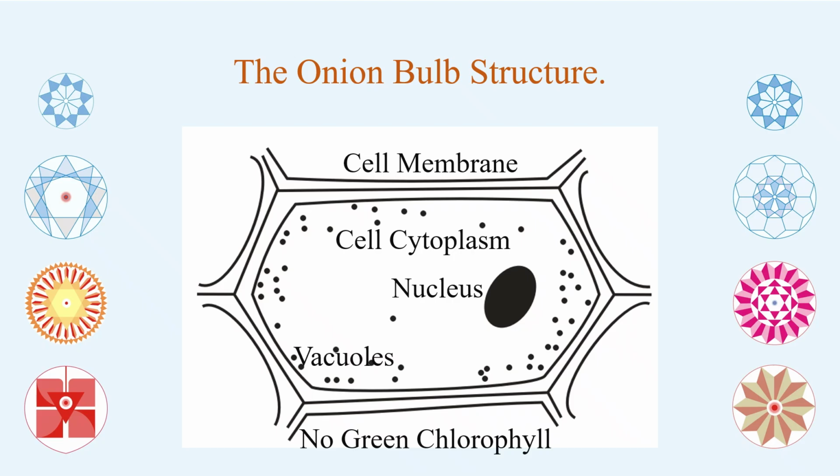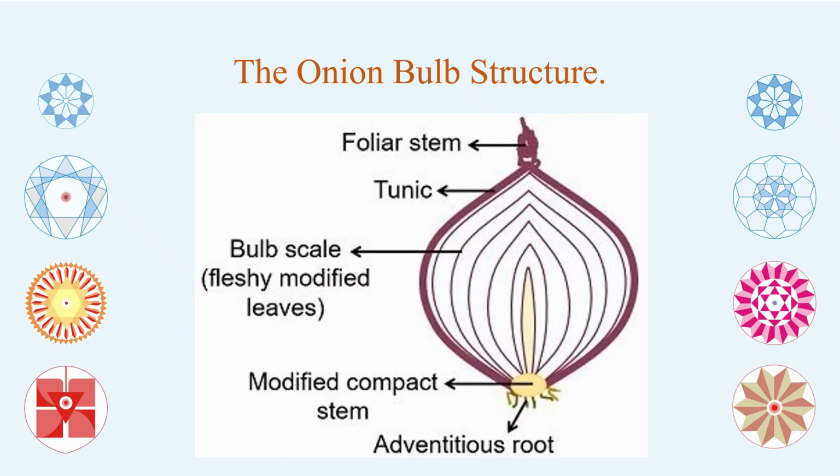Now that comes to the cell membrane. As I told you, cell membrane, cytoplasm and nucleus you can see, and you can also see vacuoles. But onion has no green chlorophyll. It is pinkish in color, not green as such. Now the question, onion stem cell, you can see layer by layer, and I can tell you a perfect onion would have 10 layers only, not 9, not 11, and that's it.